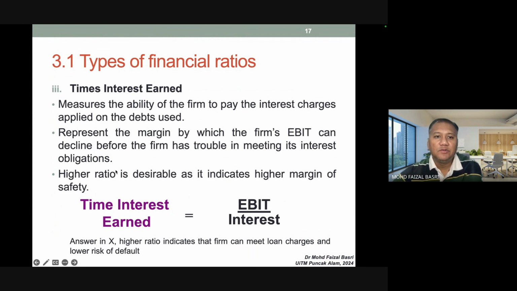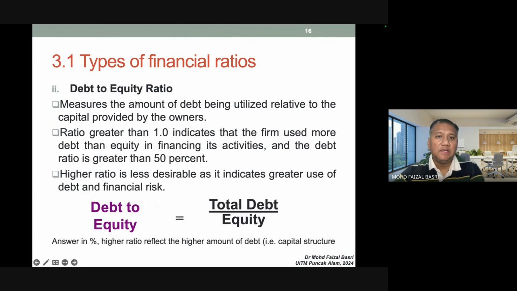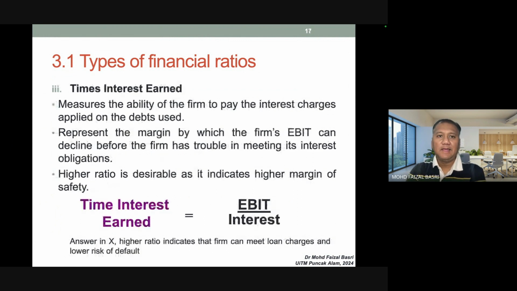Okay, the higher the ratio is desirable. Okay, untuk times interest earn. Tapi untuk debt to equity dengan debt ratio tadi lagi rendah lagi bagus. The lower the better. Okay, higher ratio, macam contoh kat sini, higher ratio is less desirable. Less desirable maknanya kita tak nak dia higher ratio lah, kita nak dia lower ratio. Okay, so that's our second category, the leverage ratio. Okay, leverage ratio. So we have 3 more to go.